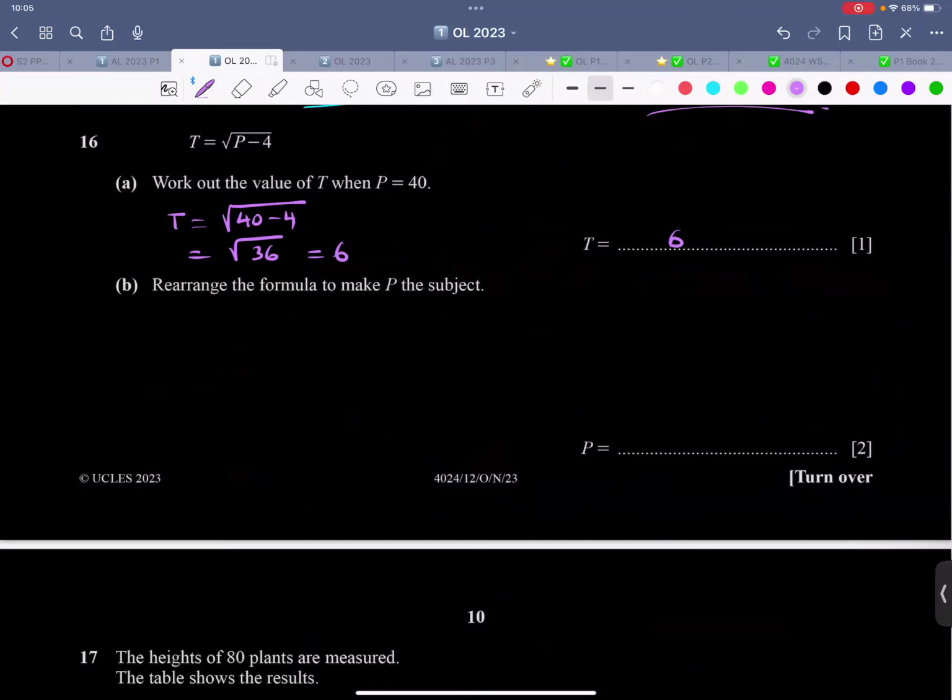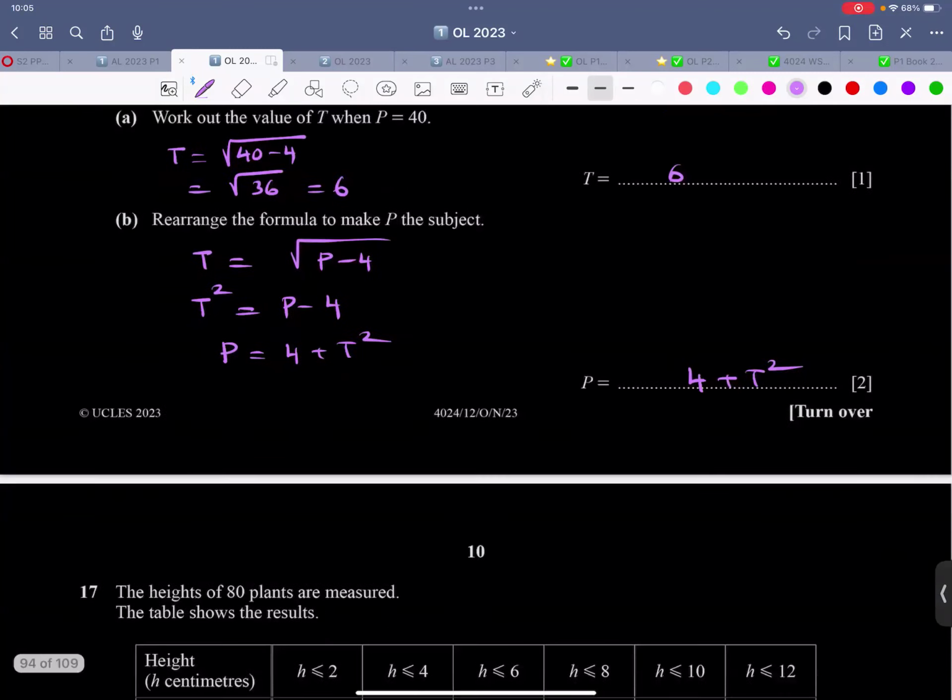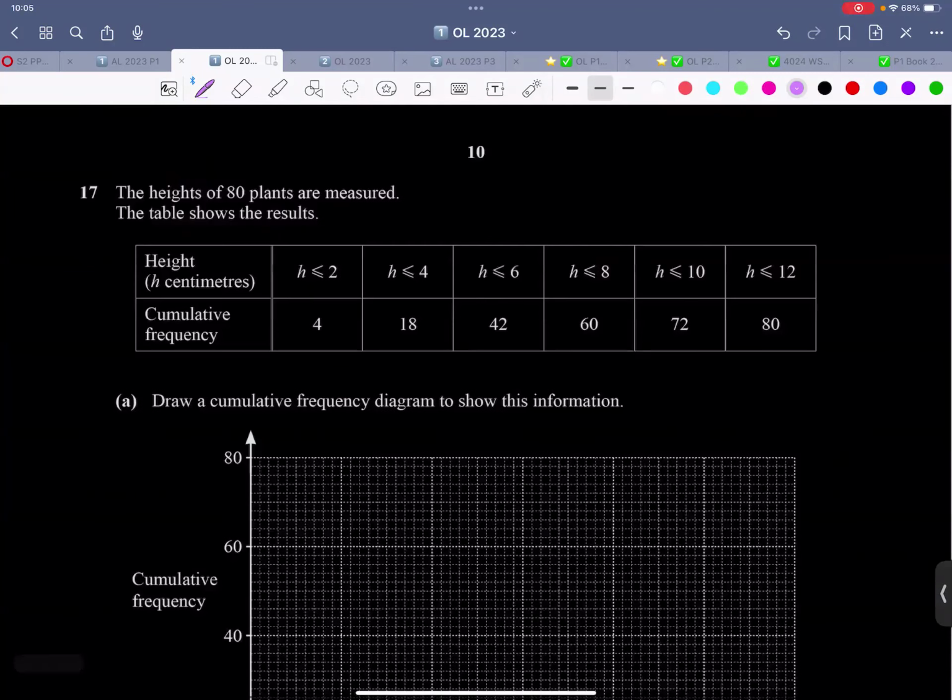Rearrange the formula to make p the subject. So t is the square root of p minus 4. Now, how can we free the thing inside the square root? Square both sides. So t square is p minus 4. Make p the subject, which is 4 plus t square. So this is 4 plus t square. That's done. Question number 17.